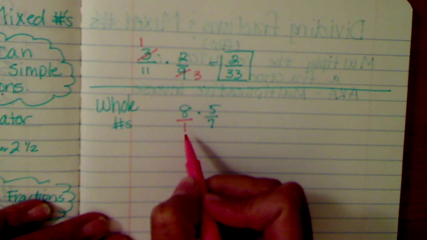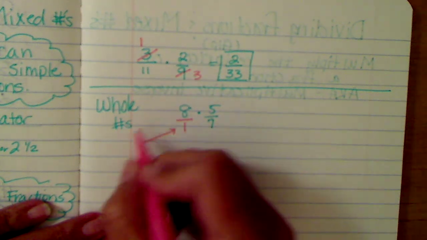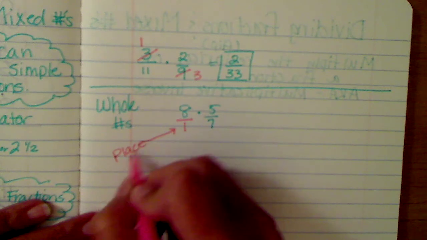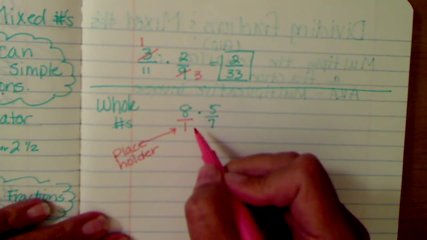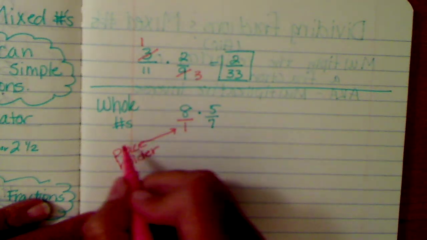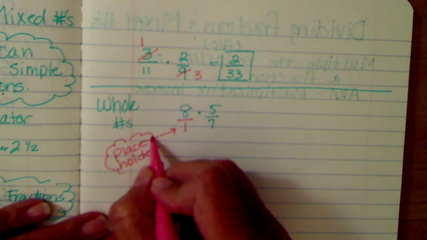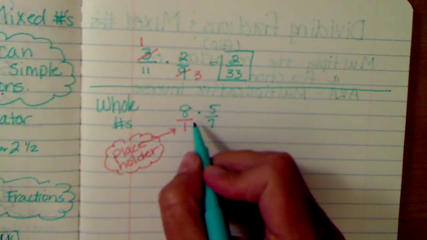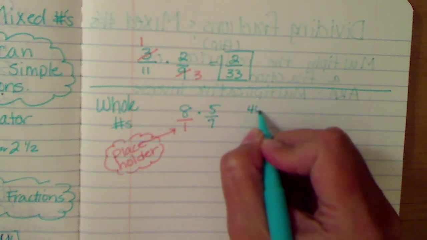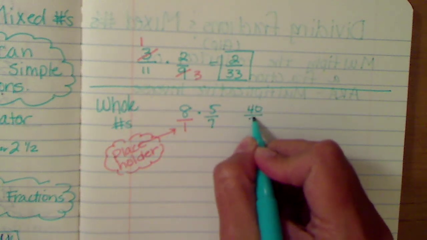In this case, we're using 1 as a placeholder because when I take 8 and I divide it by 1, I still get 8. So the purpose of our placeholder is to hold place value without changing the value of the number. And then we just multiply across. So 8 times 5 is 40, and 7 times 1 is 7.